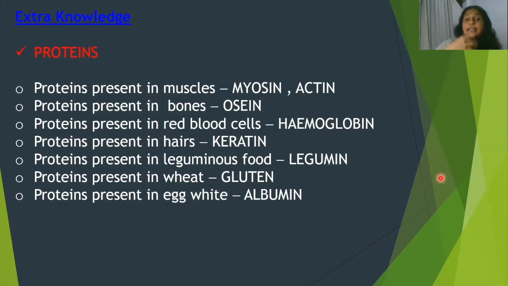Proteins present in leguminous food. Do you know what is leguminous? All these soya beans, peanuts, what else? Chickpeas, beans, lentils are leguminous plants. Proteins present in wheat as gluten, and proteins present in egg white as albumin.